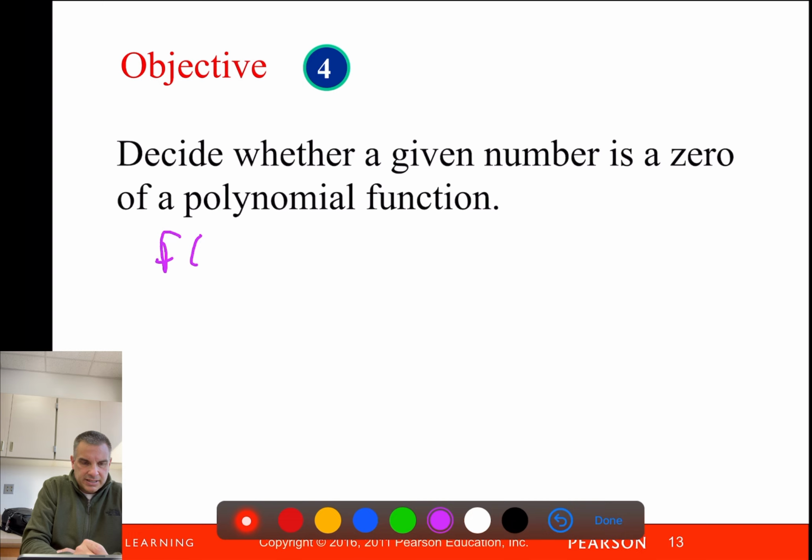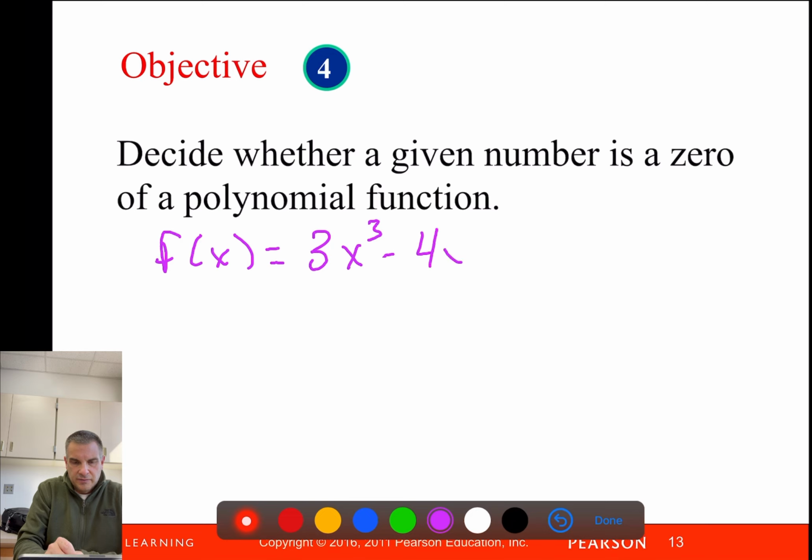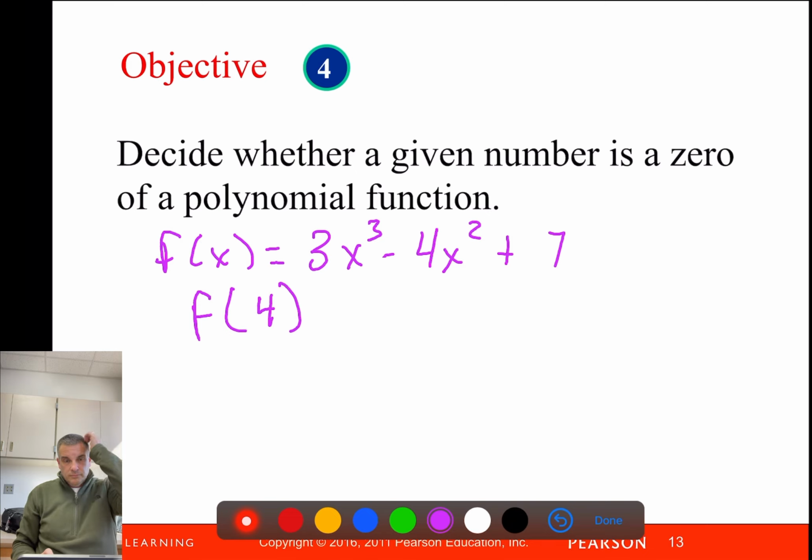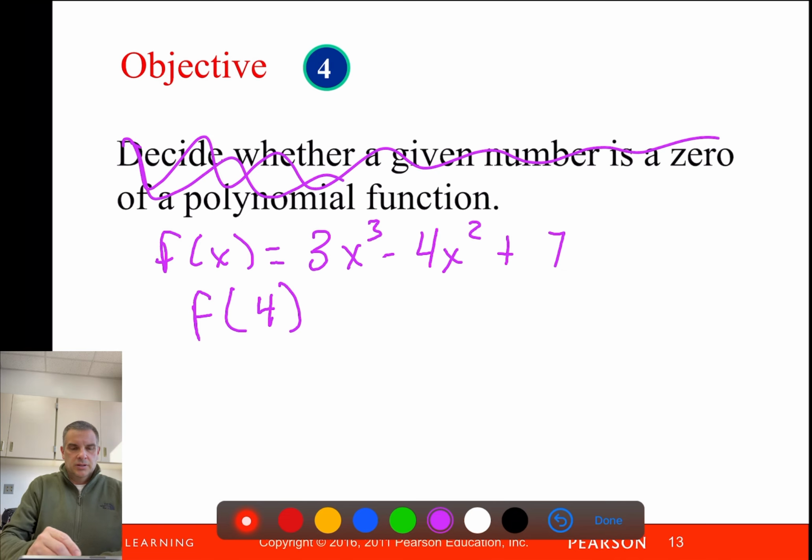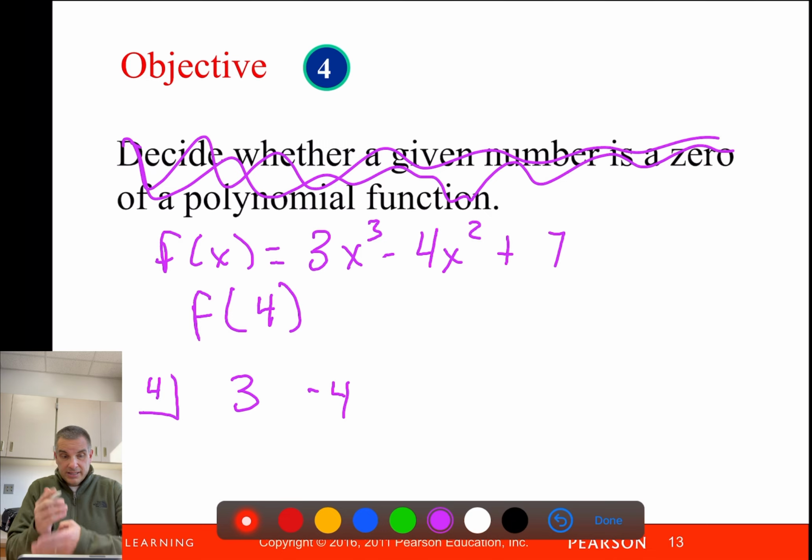Let's go f of x is equal to 3x cubed minus 4x squared plus 7. And we want to evaluate this at f of 4. So we're going to use synthetic division to evaluate this one at f of 4. We're just doing one more example because I think you need one more example of that. Inside the box, we don't change it, so inside the box is going to be our 4. And then we go 3, negative 4. And notice I don't have an x, so I've got to put a 0 in there. And then we have to go 7.